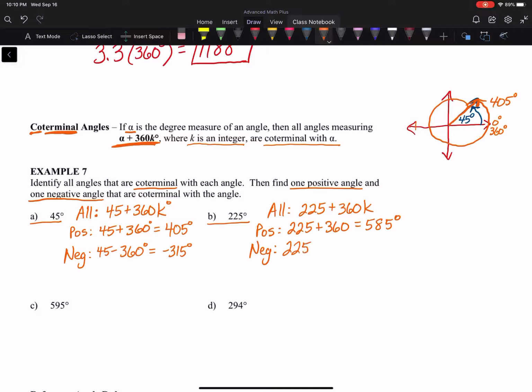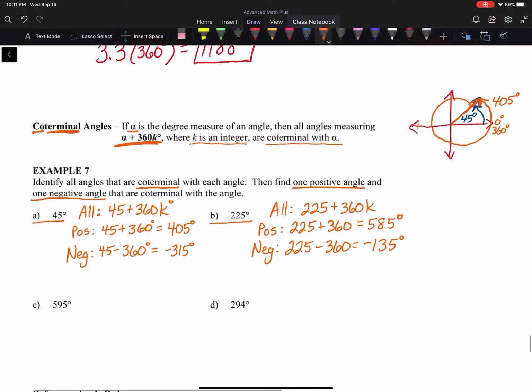And for the negative, I'm going to subtract 360. So 225 minus 360, that would be negative 135 degrees. So for 225, all of them would just be 225 plus 360 times K, where K is an integer. For a positive coterminal angle, 585, a negative coterminal angle would be negative 135. And understand, those are not the only two answers. There are an infinite number of answers you could have. That's just the first one that we come to.